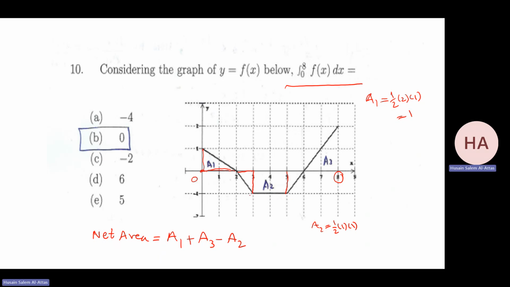This one is a rectangle. This is 2, this is 1, plus 2 times 1, plus another triangle, half times 1 times 1. And the answer is 3. That would be A2. A3 is this rectangle, the width is 2, and the height is also 2, so it will be half of 2 times 2, which is 2. So the answer is 1 plus A3, which is 2, minus 3, which is A2. So the answer is 0.